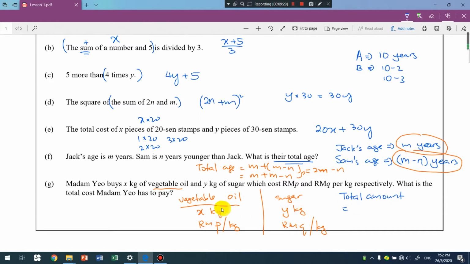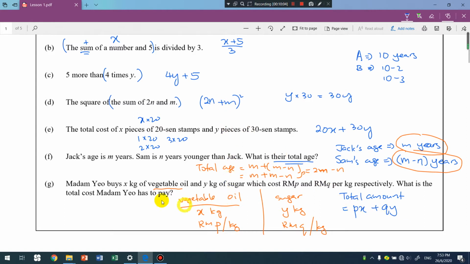Let's look at vegetable oil first. 1 kg will charge you P ringgit. 2 kg, 2 times P. 3 kg, 3 times P. Now I have x kg, x times P, right? You can write xP or Px. Plus, now 1 kg, Q ringgit. 2 kg, 2 times Q. Now we have y kg, y times Q. You can write yQ or Qy.